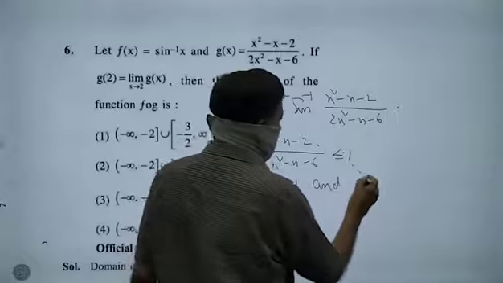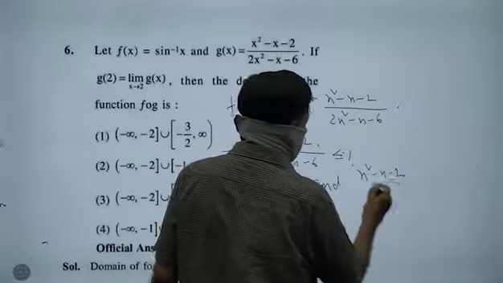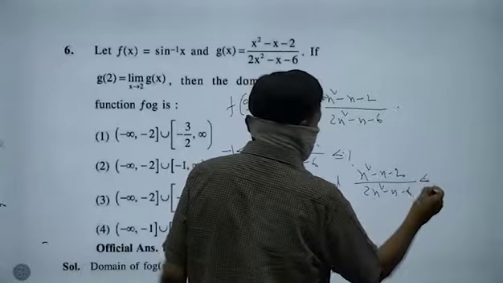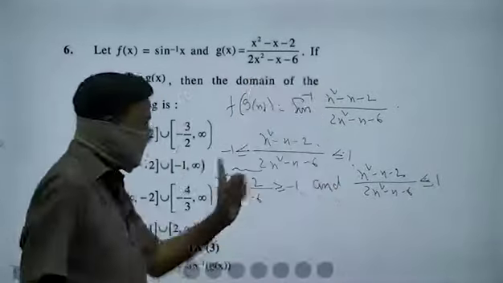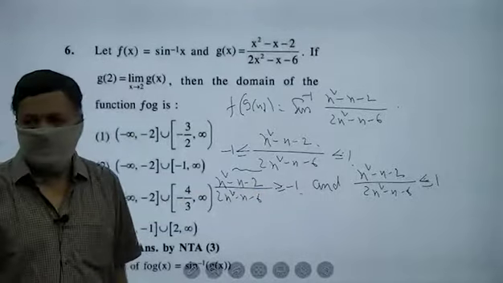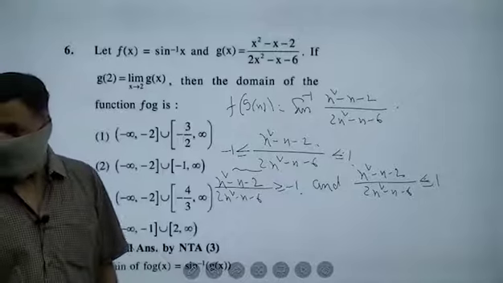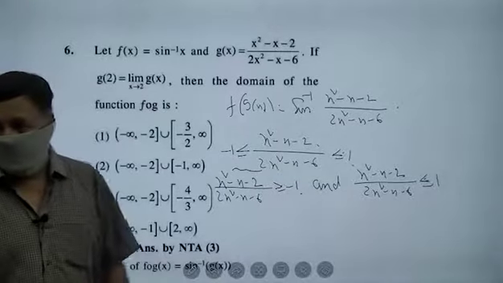And x square minus x minus 2 by, so this you have to solve, this you have to solve. You have to bring everything onto one side. Yes, I hope. Shall I know how to solve it?